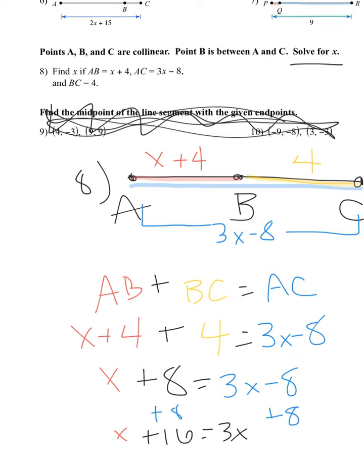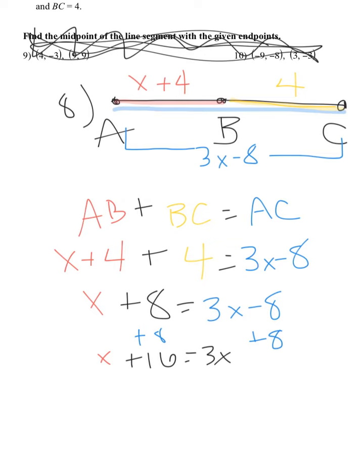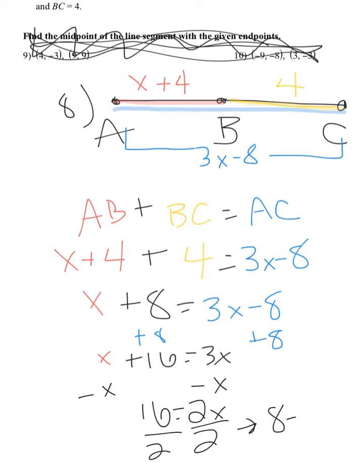I'm going to move this up just a little bit so we can see the rest of the problem. Then I'm going to subtract x from both sides. Move all my x's to one side. End up with 16 equals 2x. I divide by 2 on both sides, and that leaves me with x equals 8.